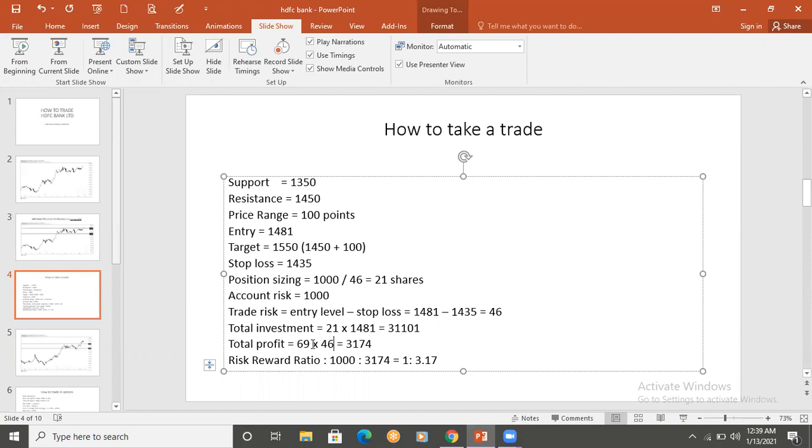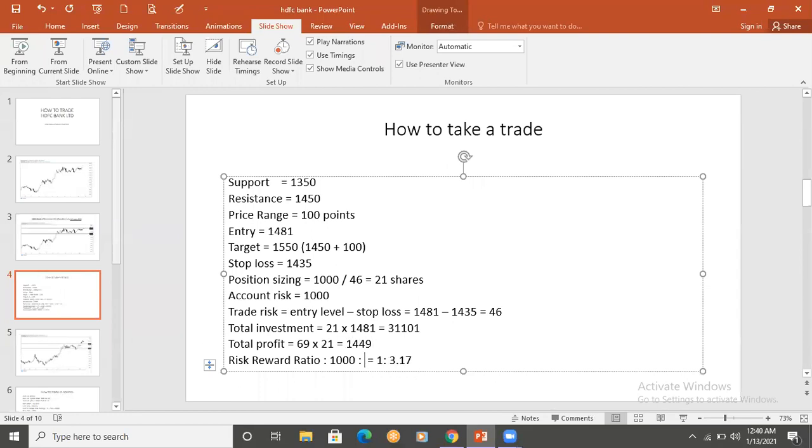Now let's talk about how much profit you will make if this trade works in your favor. I am taking entry at 1481 and my target is 1550. So 1550 minus 1481, you can make 69 points. With 21 shares in hand, let's calculate your total profit. So 69 into 21, your total profit can be 1449.